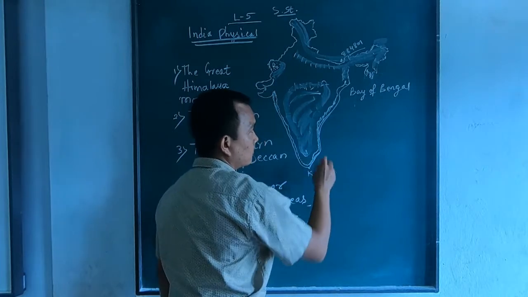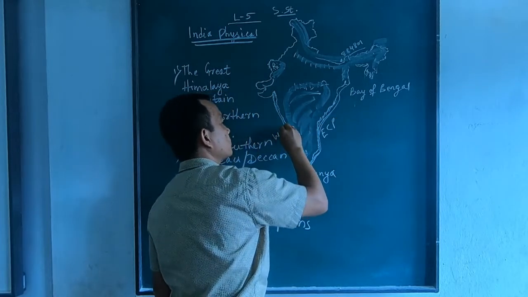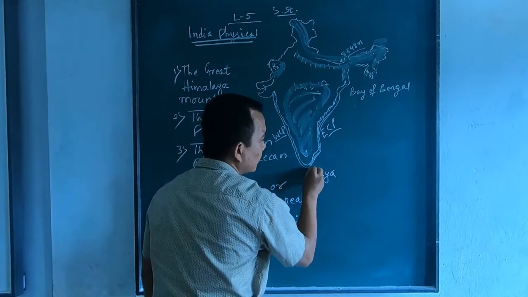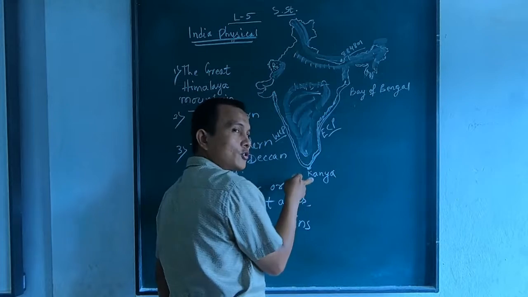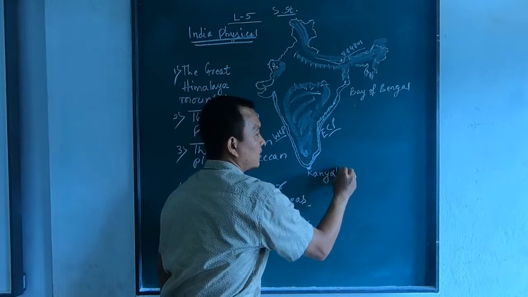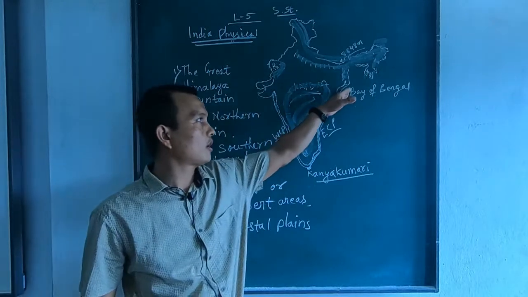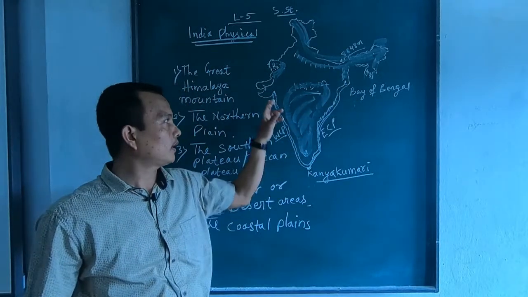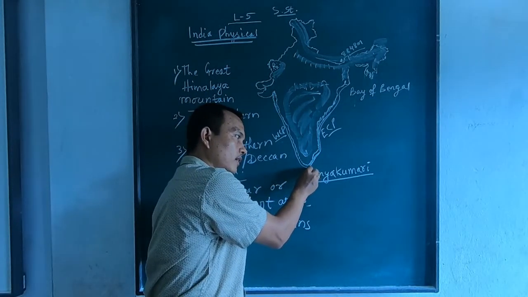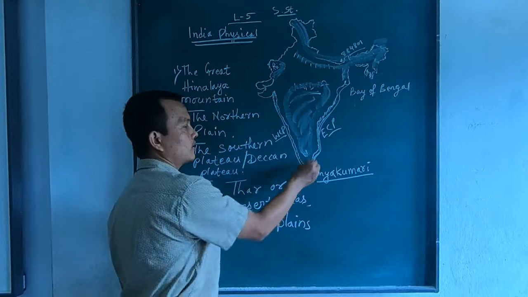So this is the place where both the eastern coastal plain and western coastal plain meet. The meeting point is called Kanyakumari. Kanyakumari is the place where both the eastern coastal plain and the western coastal plain meet together, and this is the place where the sunrise and the sunset can be seen very clearly. Okay, that is one point.